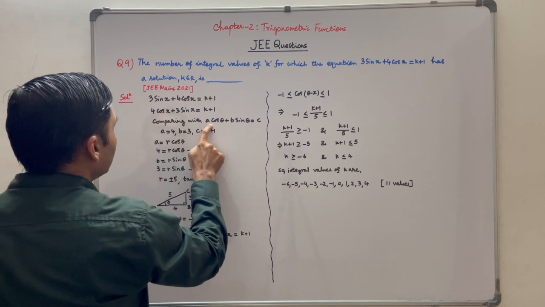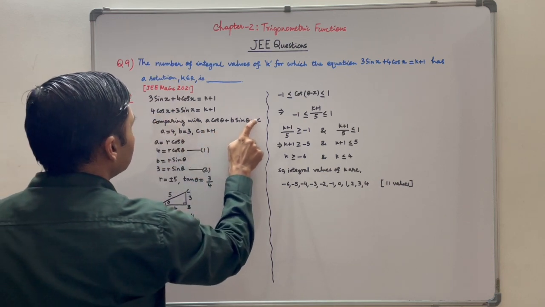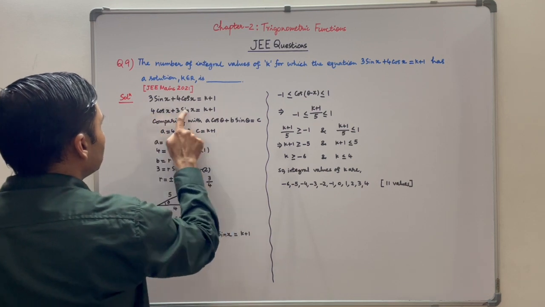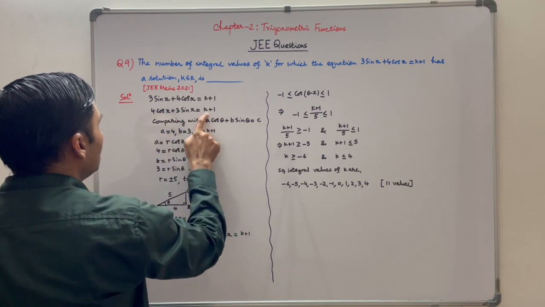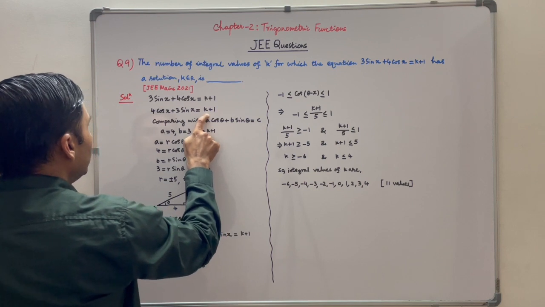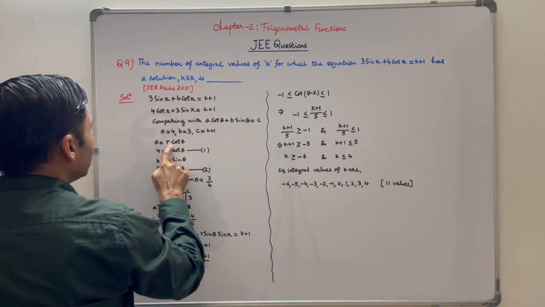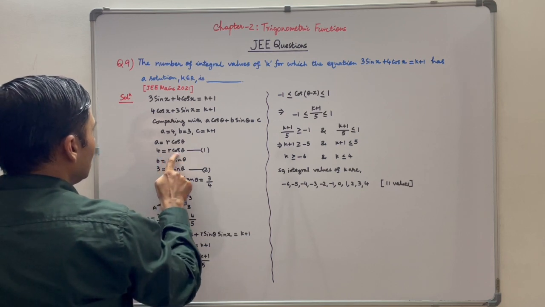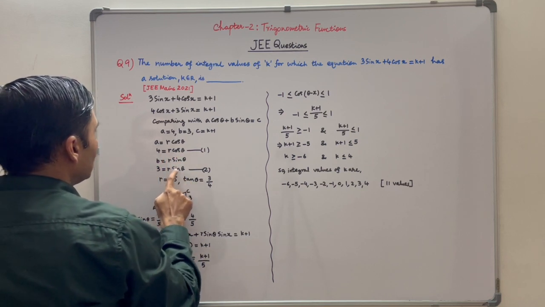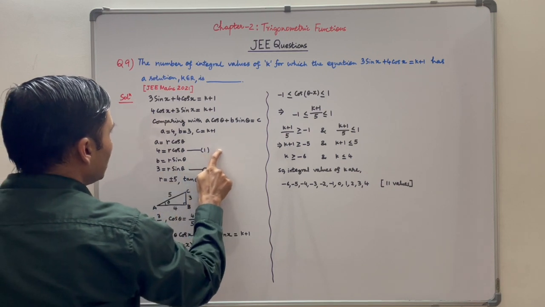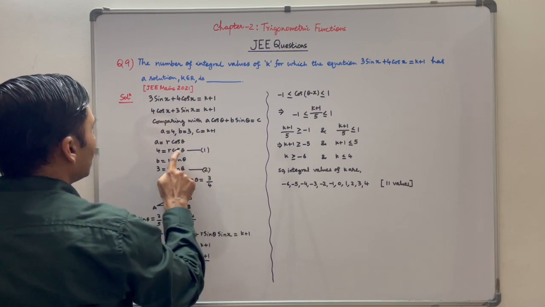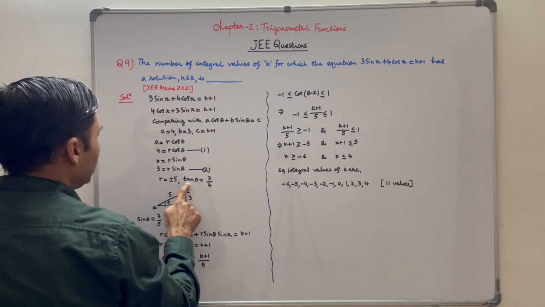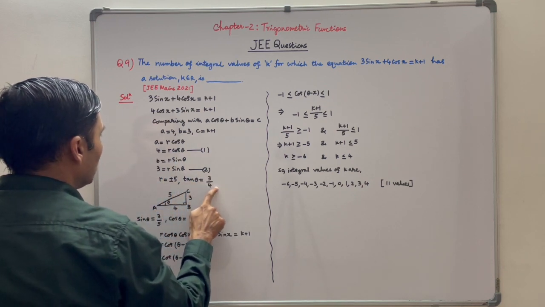Compare it with a cos theta plus b sin theta is equal to c. So a is equal to 4, b is equal to 3 and c is equal to k plus 1. Now write a is equal to r cos theta and b is equal to r sin theta. So 4 is equal to r cos theta and 3 is equal to r sin theta. Now solving these two equations for r and theta gives r is equal to plus minus 5 and tan theta is equal to 3 by 4.